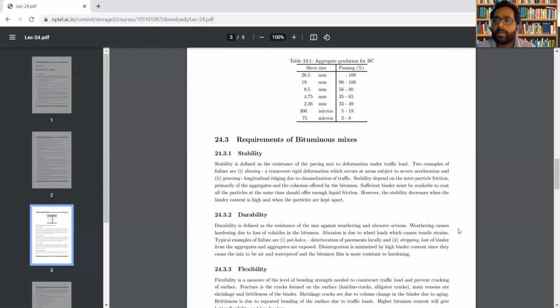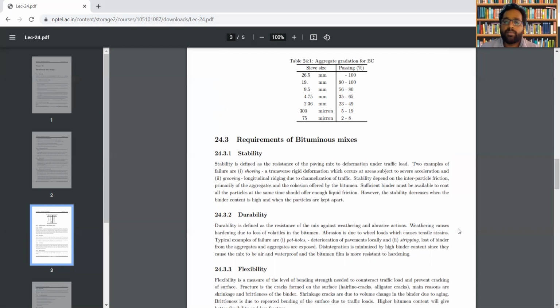Because if the cohesiveness of the bitumen is very low, what will happen under the influence of load? Bitumen will get stripped off from the aggregate particles, which is not supposed to happen. So cohesiveness of bitumen is very important, and similarly the interparticle friction between the aggregate particles. Now there should be sufficient binder to coat all the particles. All the particles should be coated together and they should offer enough liquid friction.